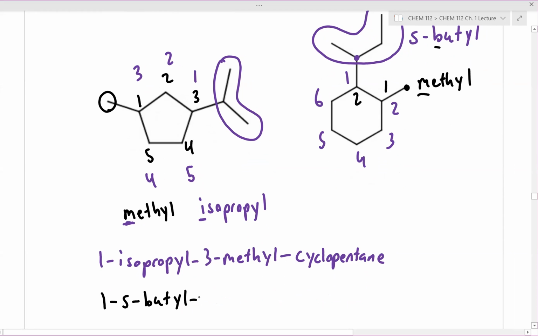Okay, so then this would be 1-sec-butyl, 2-methyl, and then what do we call a 6-carbon cyclic chain? Instead of hexane, it would be cyclohexane. Exactly right.